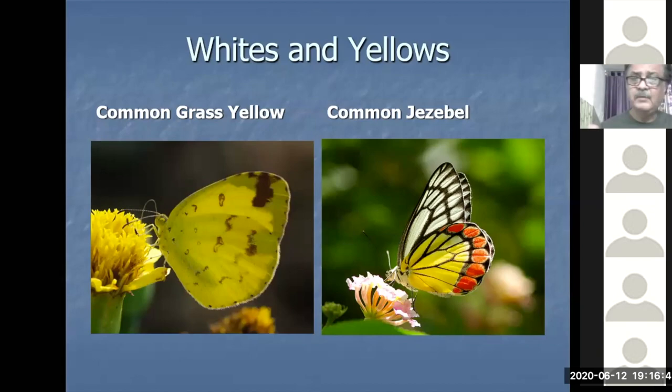And then you have the common jezebel, another beautiful butterfly, very attractive to look at. But show it to a bird, and the bird will say, yuck. Why? Because these have warning coloration, distasteful.